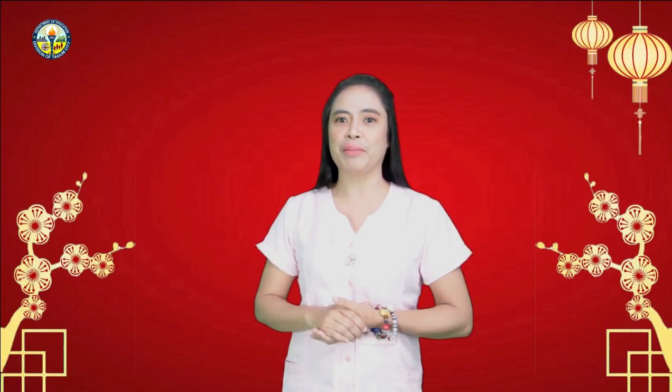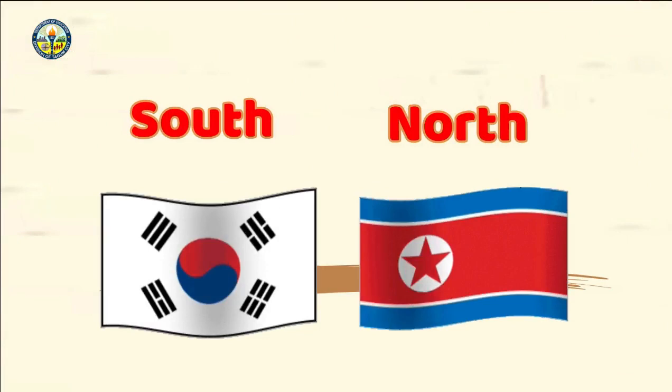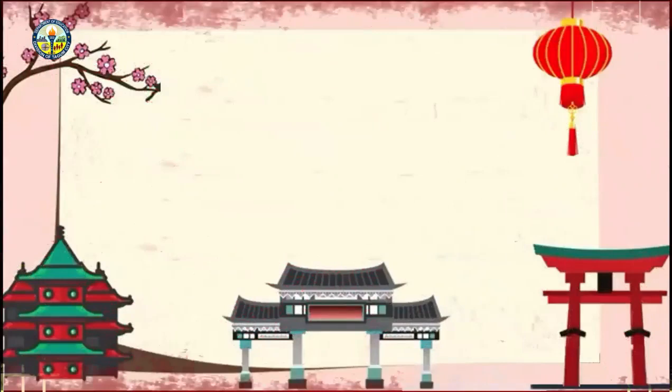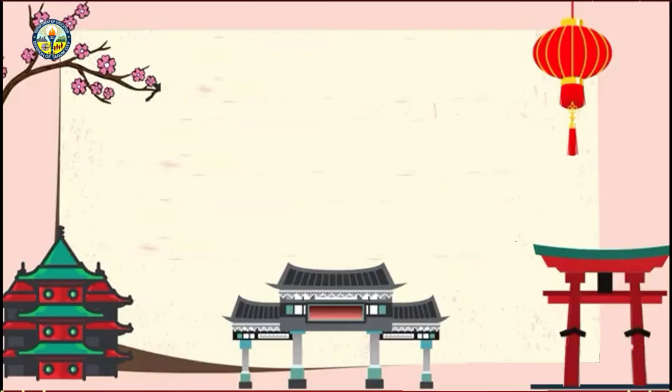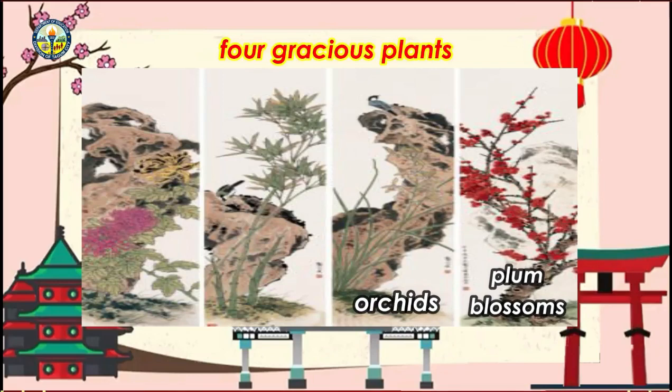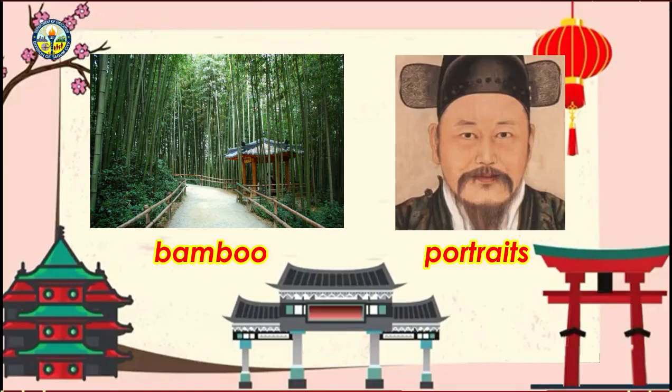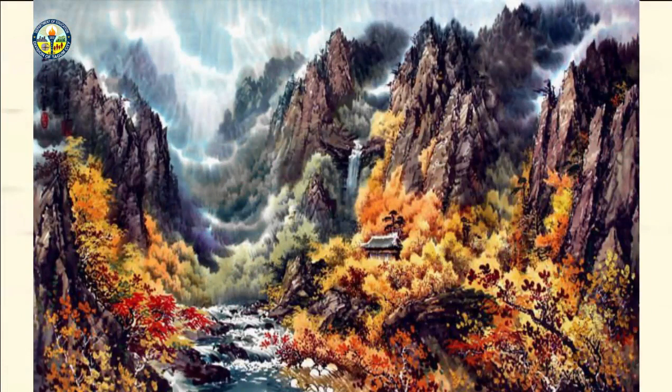Moreover, in South and North Korea, subjects are divided into five categories. These are landscape paintings, Minhwa, which is the traditional folk painting, four gracious plants composed of plum blossoms, orchids or wild orchids, chrysanthemums, and bamboos, bamboo, and portraits. Let's examine this Korean painting. What is the subject that is being portrayed?